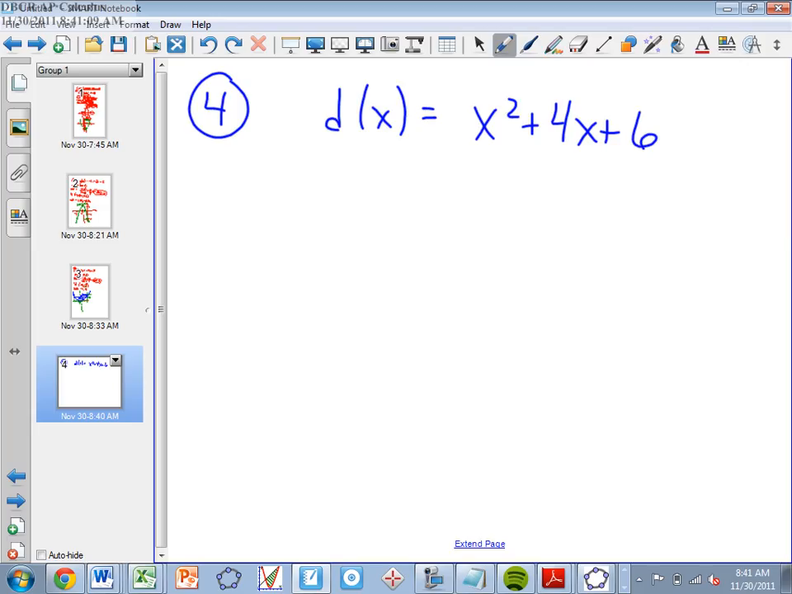Focus. For this problem, here's what I want you guys to do. Find the roots first here. Find the roots of this problem right away, please. Trayvon, you got the roots ready? No. X squared plus 4x plus 6. Good gosh, Trayvon. What do you got, Brandon? Very good, okay.